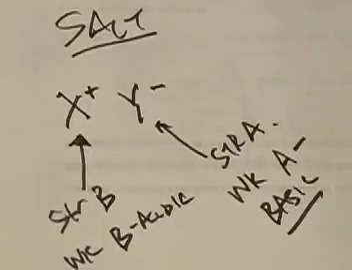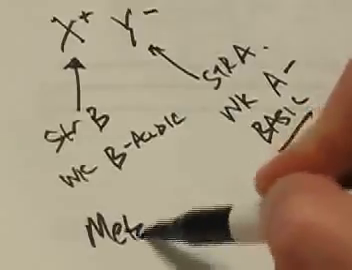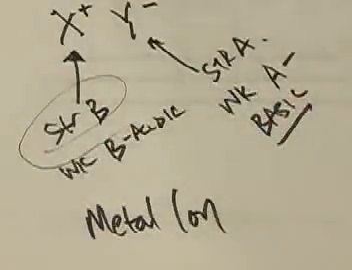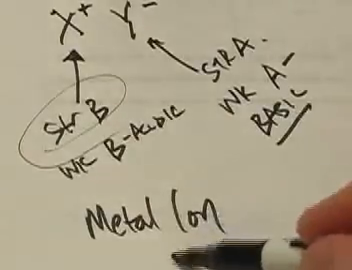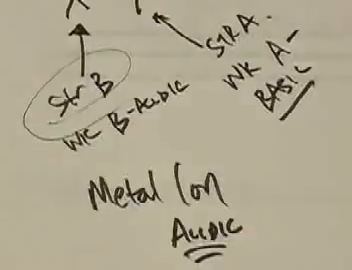Last rule was that any metal ion that's not from a strong base, any metal ion is going to act slightly acidic. Okay, going to act slightly acidic. Those are the rules to keep in mind. Now let's take a look at some sample problems using those rules.